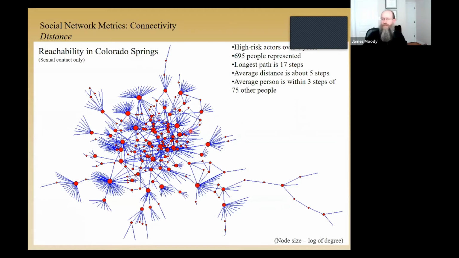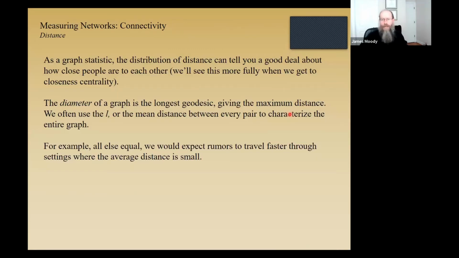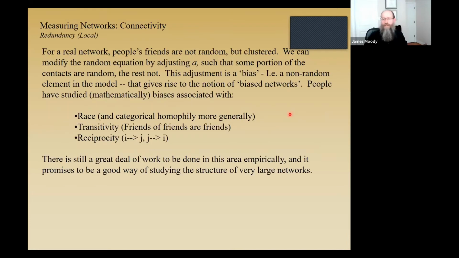Again, just looking at this one, you can see that the longest path in the Colorado Springs Sexual Network is 17 steps from this node way out here to this node, right? And so it would take a long time for that to go. On average, each person is within 3 steps of 75 other people in the network. The two parameters that people tend to measure in terms of distance are the diameter of the graph, like what is the longest path, and the average path length. What's the average number of steps you need to go from one to the next.